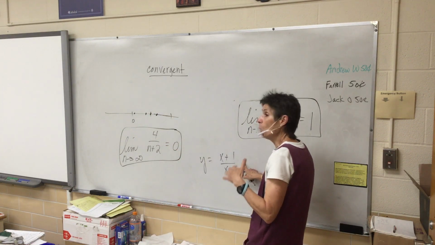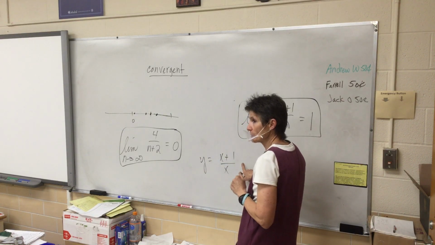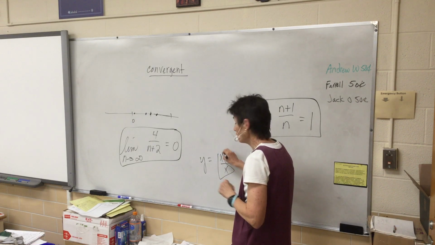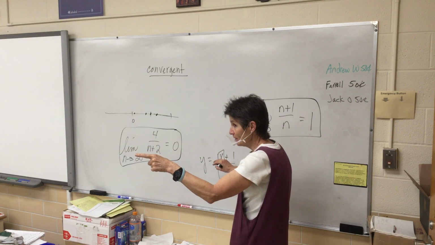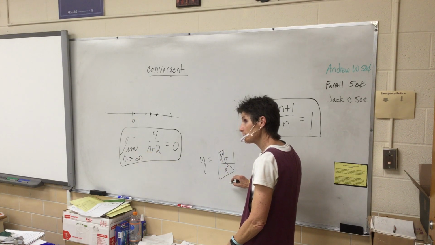How did you find the horizontal asymptote? If you had to graph this, how did you find the horizontal asymptote? Do you remember? What x can't be. No, verticals are what x can't be. But to find horizontals, didn't we compare the powers?